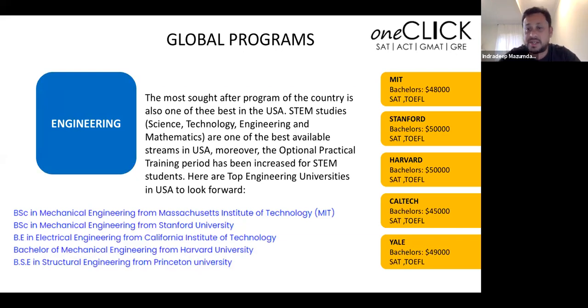Best engineering universities in the US, again: MIT, Stanford, Harvard, Caltech, and Yale. I mean, there's no reason why I've left out schools like Carnegie Mellon or UCLA, but these are just the ones as they stand as of now. As you'll see, the courses are pretty similar in terms of how much it's going to cost you. And I've listed a few of the other more popular degrees from other universities in the US.